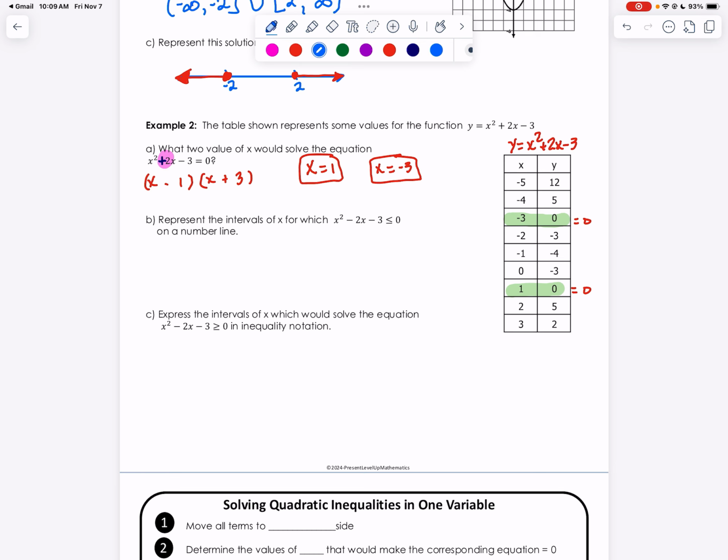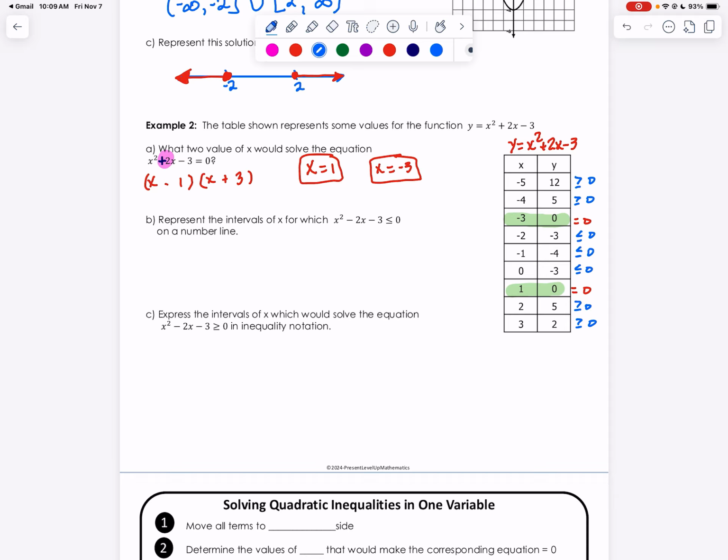Let me get my pen here. This one was greater than or equal to 0. 5 was greater than or equal to 0. 0 equals 0. Negative 3, that's less than or equal to 0. Negative 4, less than or equal to 0. Negative 3, that's less than or equal to 0. Positive 5, that's greater than or equal to 0. 2, that's greater than or equal to 0.